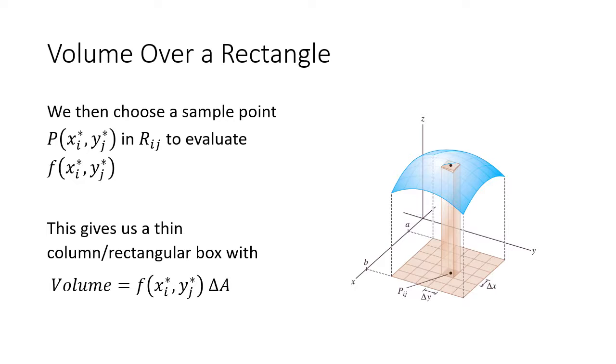Then what we're going to do is choose a sample point in our small region to evaluate our function. Because remember, when I evaluate my function of two variables, that's really my height. So that gives me my thin column, my rectangular prism, that now has a volume of its height times its base, right? Length times width times height. That's volume. And that's what we're doing right here: the height is given by my function being evaluated at that point, and my length and my width would be the delta x and the delta y, which combined together is really my delta A.